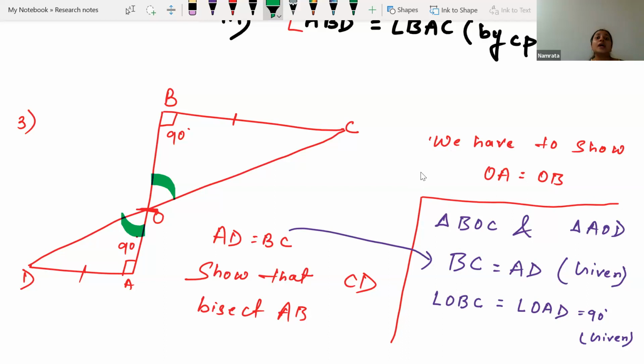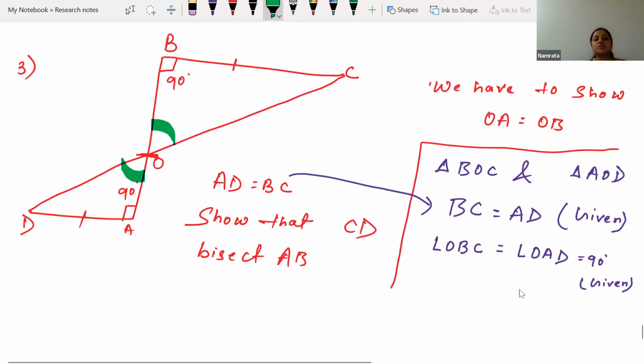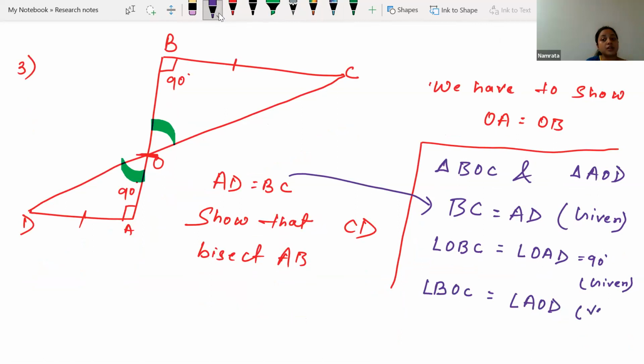Now let me tell you, all the information will not be given in your hand. Something you have to figure out by yourself by using the previous concepts of mathematics, whatever you have learned till now. Maybe one piece of information will be given and two you have to take out by yourself from the triangle. So here two pieces of information were given and the third one we are picking is the vertically opposite angle. So I am going to write that angle BOC over here is equal to angle AOD over there, because vertically opposite angles.